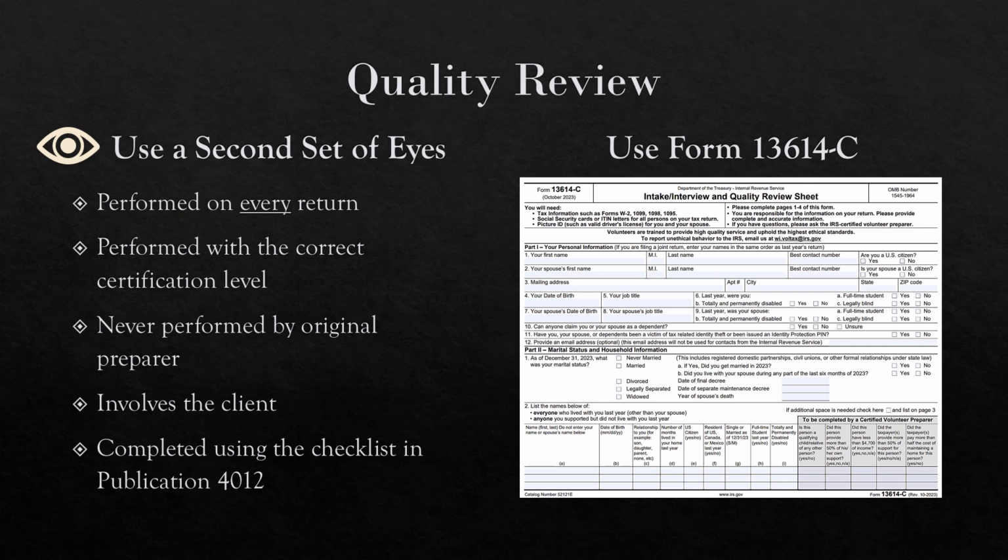As we talked about before, it involves the client. You need to be asking questions of the client if you see something that needs clarification. And there's also a checklist in Publication 4012. Remember, that's our big VITA resource that has a lot of the information that we're going to be looking for. There's a checklist in there that you follow to complete the quality review, to make sure that you are looking at everything and not forgetting some things.